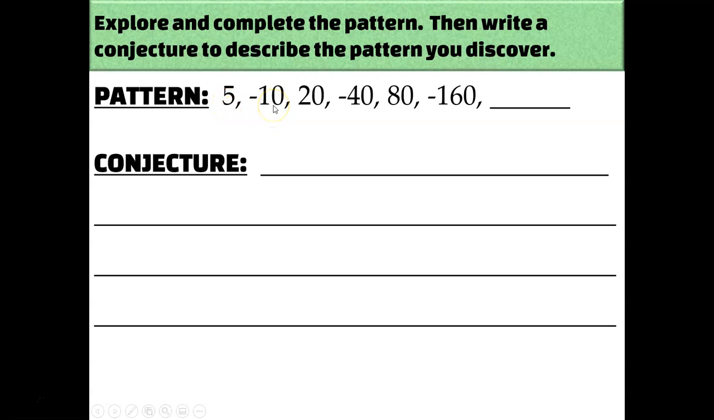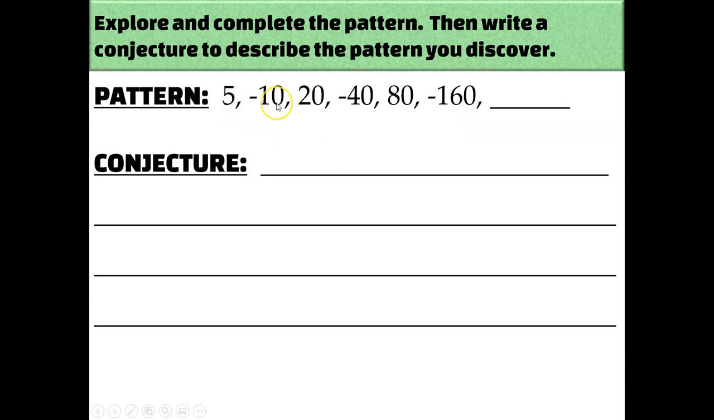5, negative 10, 20, negative 40, 80, negative 160. Well, if I just forgot about the negatives, it looks like I'm doubling, right? 5 times 2 is 10, 10 times 2 is 20, 20 times 2 is 40, and so on. I'm just doubling. But how do I make it change its sign each time? Well, instead of just multiplying by a positive 2, if I multiplied by negative 2, wouldn't that cause the change in signs that I see?